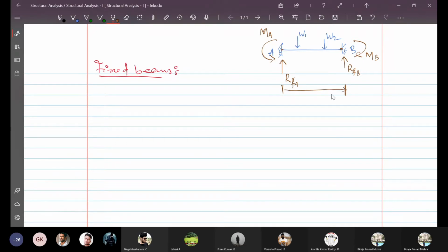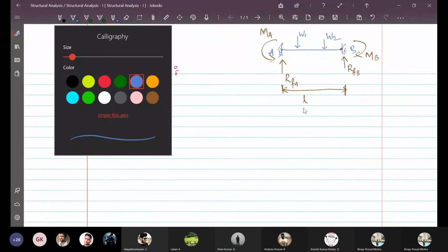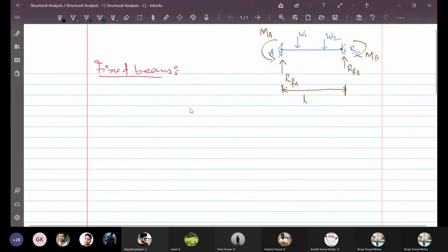I hope everything, whatever I'm writing, is clear to you. Can you see it properly? Please respond. Okay. So let's write some details about this drawing, whatever we have drawn. See, whatever I'm writing, you can write it. You can take down these as notes.